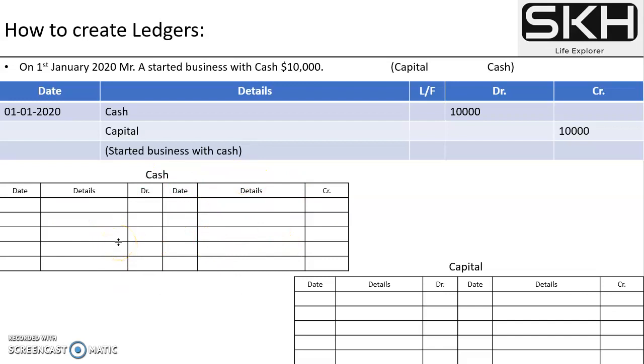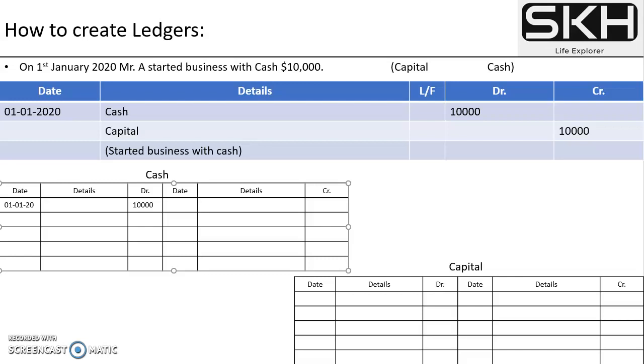So now how to record it? Be careful and listen carefully. So students, in this transaction, the cash is on the debit side. So it means that in the cash account, this should be written on the debit side. And step number 2, the date. The date is 1st January 2020. Now, the most important thing is detail.